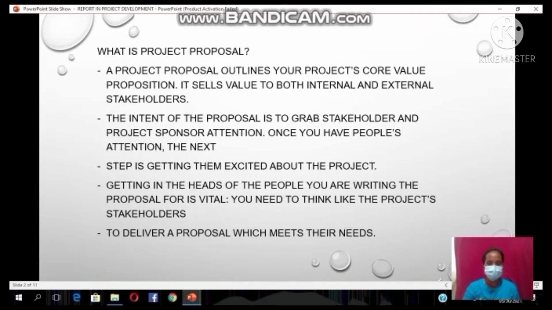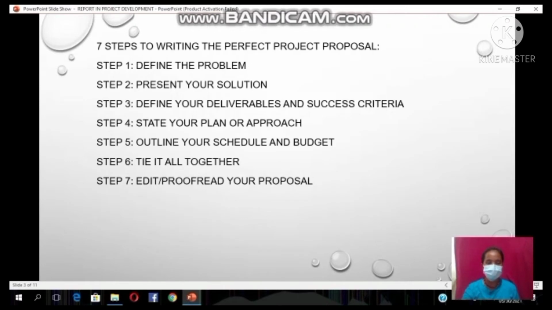Once you have people's attention, the next step is getting them excited about the project. Getting in the heads of the people you are writing the proposal for is vital. You need to think like the project's stakeholders to deliver a proposal which meets their needs.